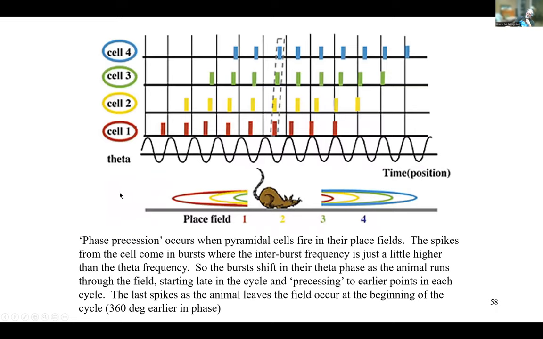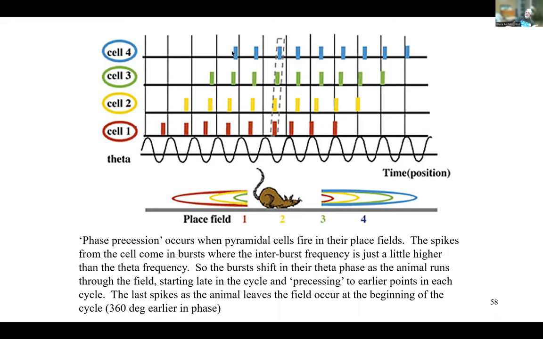So the hippocampus exhibits a very interesting phenomenon related to this theta rhythm, and it's called phase precession. What does that mean? It means that when the cell fires, it fires in relation to the phase of the theta rhythm. So each black line is one theta cycle. And you can see the blue cell starts firing late in the theta cycle. And then with successive cycles, it moves earlier and earlier until by the time the animal leaves the place field, it's firing at the beginning of the theta cycle.